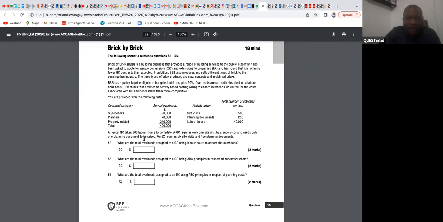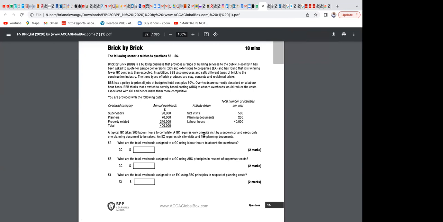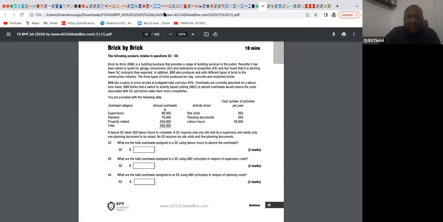And then how many labor hours do you need for GC? 300. So 300 times 10 gives 3,000 as our answer. So our answer is 3,000. We can actually even do that with our head. So that's straightforward, the first question.